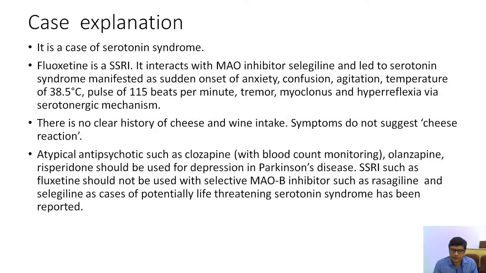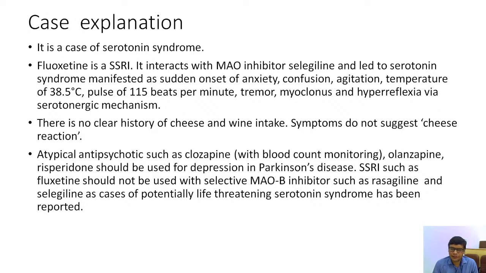What precaution could have prevented this condition? So first we'll see what this serotonin syndrome is. As I already told you, fluoxetine, an SSRI, interacts with selegiline and leads to serotonin syndrome, which may manifest as sudden onset anxiety, confusion, agitation, increased temperature, increased pulse, tremor, myoclonus, hyperreflexia, because of increased serotonin. So this clinical scenario is very similar to what we see in cheese reaction, but here, since there is no history of cheese and wine intake, it will not come under the cheese reaction. Although in cheese reaction also the principal pathophysiology is because of increased monoamines only. Okay, so the basic underlying pathophysiology is similar in both cases, but they are two different conditions.